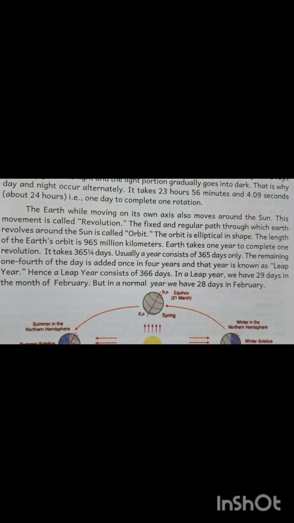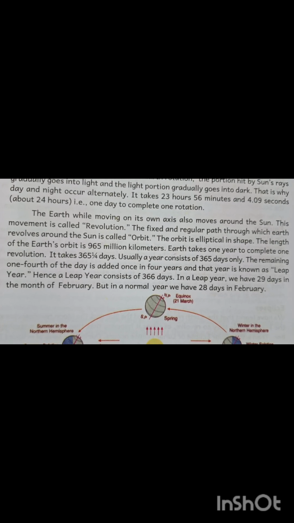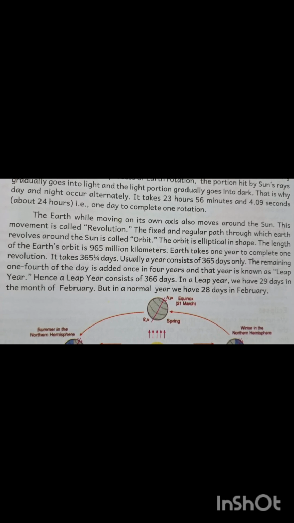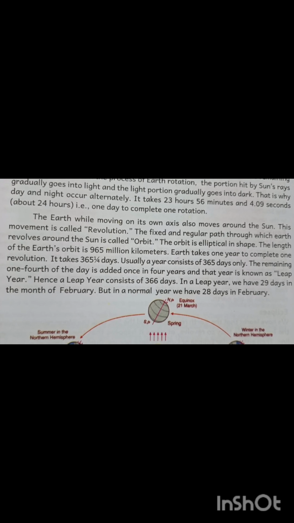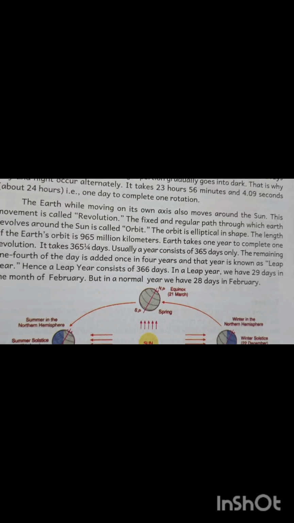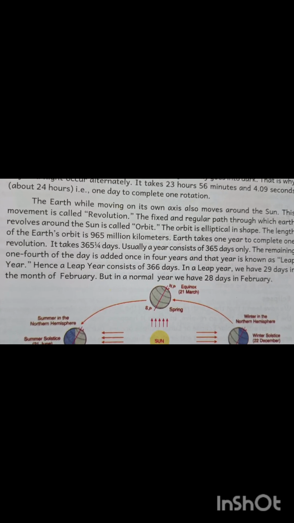The Earth, while moving on its own axis, also moves around the Sun. This movement is called revolution. The fixed and regular path through which the Earth revolves around the Sun is called orbit. The orbit is elliptical in shape. The length of the Earth's orbit is 965 million kilometers. Earth takes 1 year to complete one revolution.